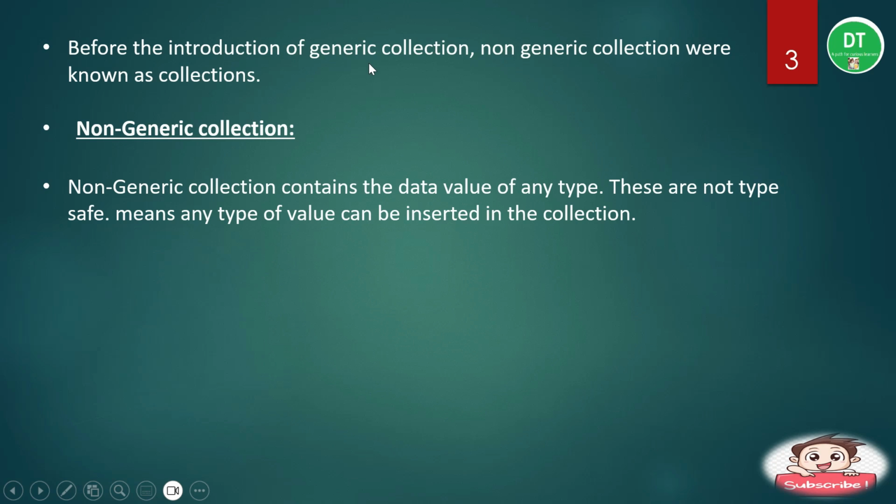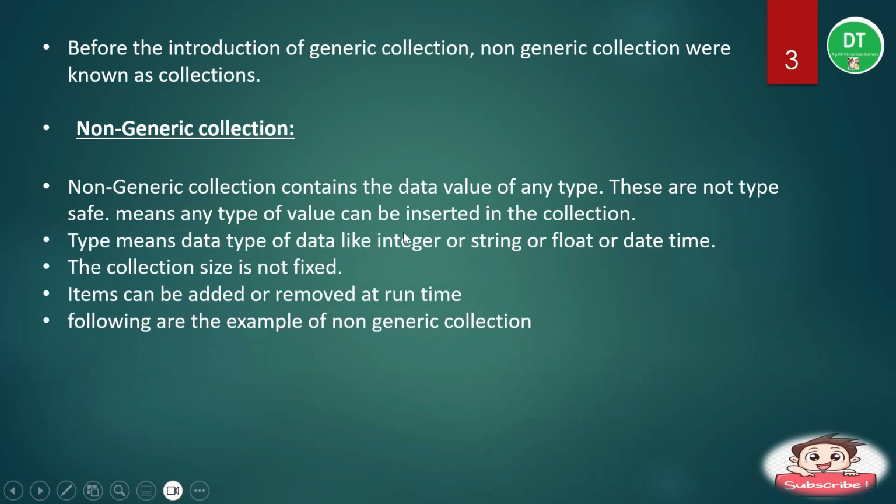Before the introduction of generic collections in .NET, non-generic collections were known as collections. Now I will explain non-generic collections in detail. A non-generic collection contains data values of any type. These are not type safe, meaning any type of value can be inserted in the collection. Type means the data type of the data, like integer or string or float or date time. The collection size is not fixed. Items can be added or removed at runtime. Following are examples of non-generic collections.